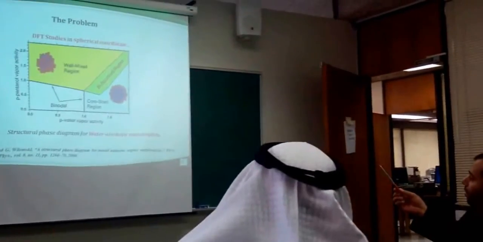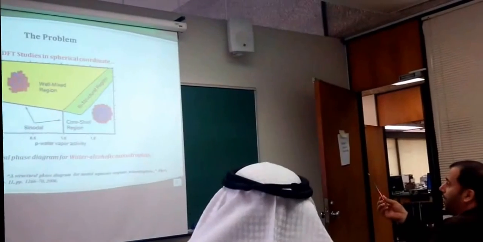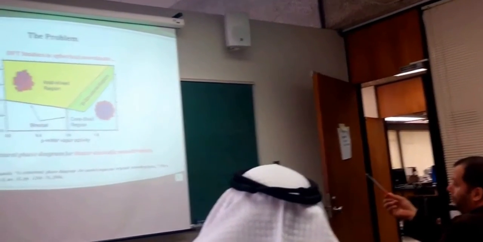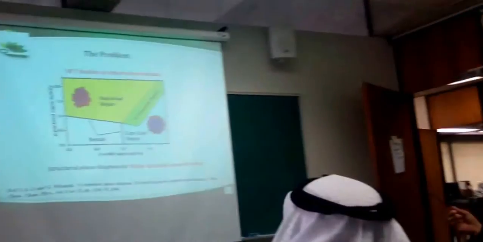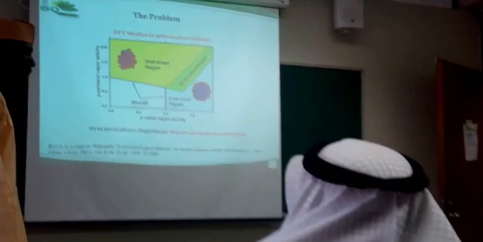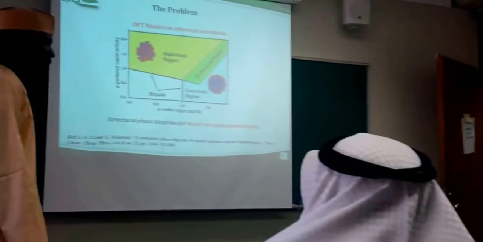As you see, the people here take the control parameter in their experiment for PFT as the activity, right? The water vapor activity. But in our simulations, we only use the concentration. So how can you confirm we are doing the same thing?